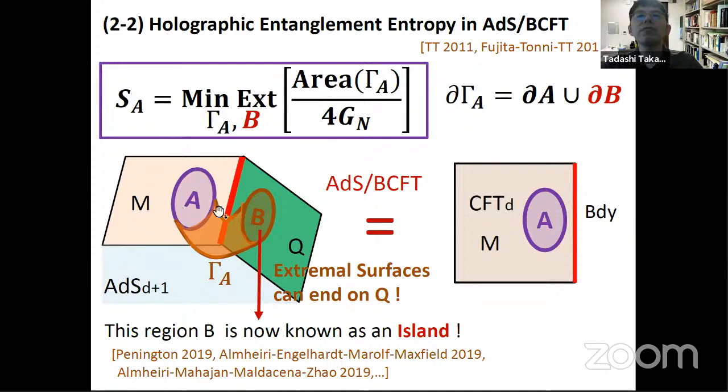And to calculate, we need a minimal surface, extremal surface gamma A, but it can end on the surface Q. This is the end of the world plane. We can end this gamma A on this Q. So this is a new ingredient, and this makes some particular extra region called B, and this is nowadays known as island. It's applied to the black hole information problem, but we can end on this B, and we have to minimize not only gamma A, but also the location and shape of B. And this is holographic entanglement entropy in the AdS BCFT correspondence.